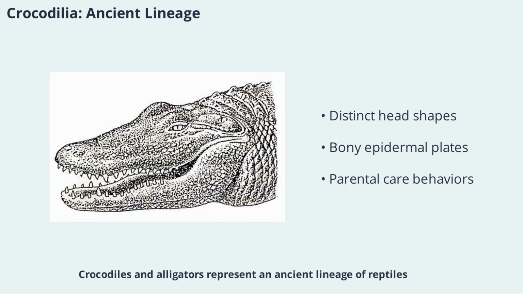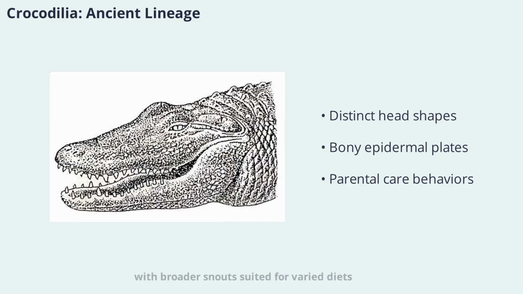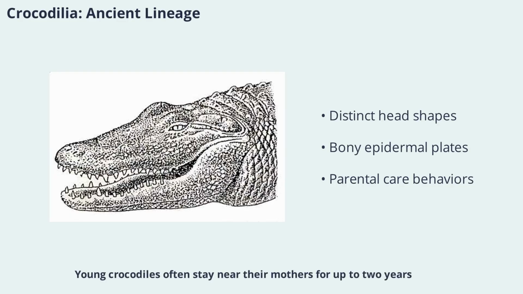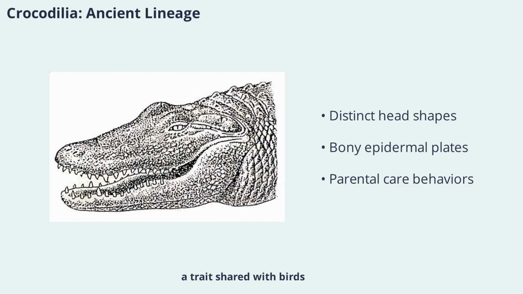Crocodiles and alligators represent an ancient lineage of reptiles. Their head shapes differ. Crocodiles have pointed snouts while alligators have broader, rounded ones. These differences reflect dietary preferences, with broader snouts suited for varied diets. Crocodilians have developed bony epidermal plates for armor, and their close relationship with birds is evident in behaviors like extended parental care. Young crocodiles often stay near their mothers for up to 2 years, a trait shared with birds.